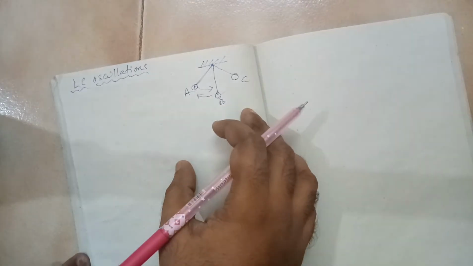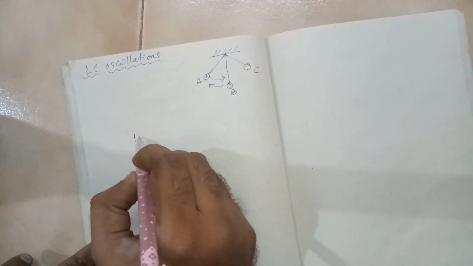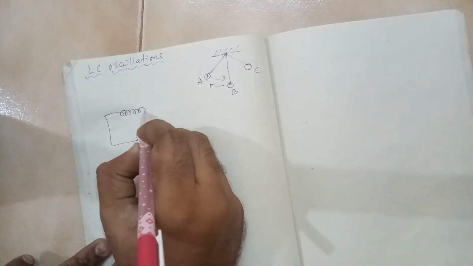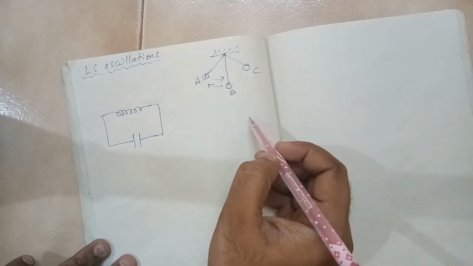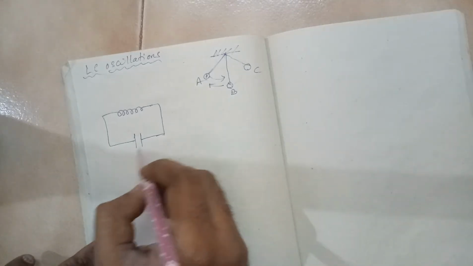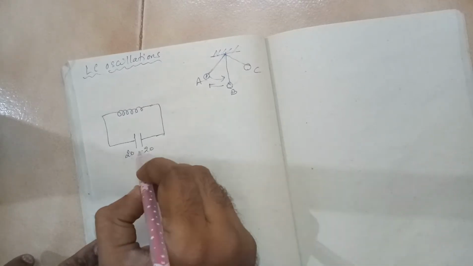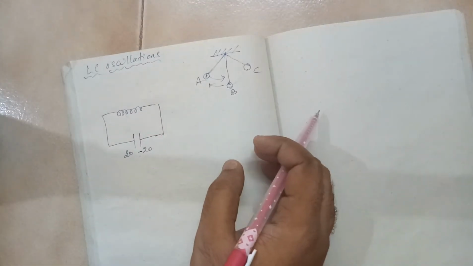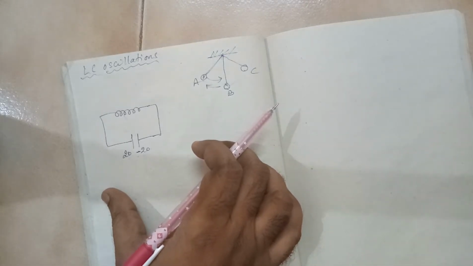Now in LC oscillations, you have a circuit where you connect an inductor to a capacitor. This is a capacitor having some charge, let us say plus Q, minus Q charges are there. It has been connected to an inductor having its own inductance. It is also called load.